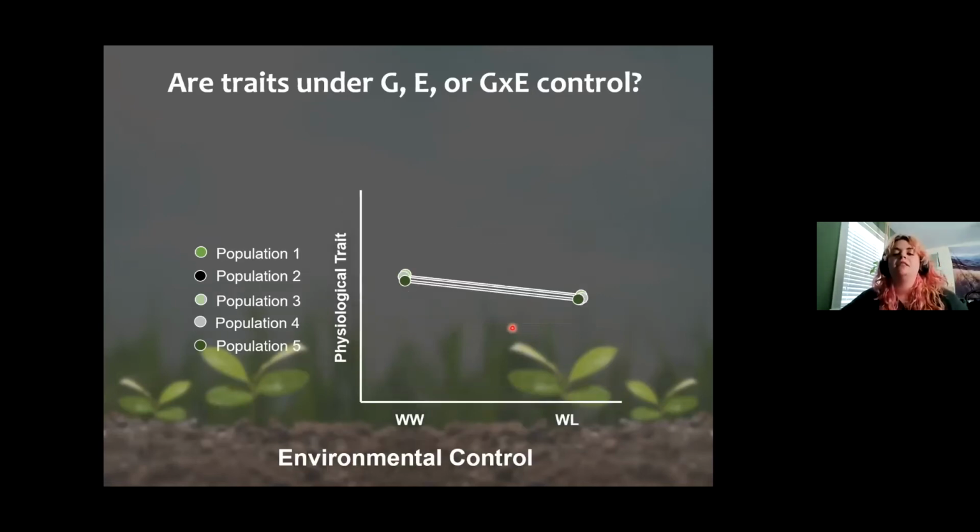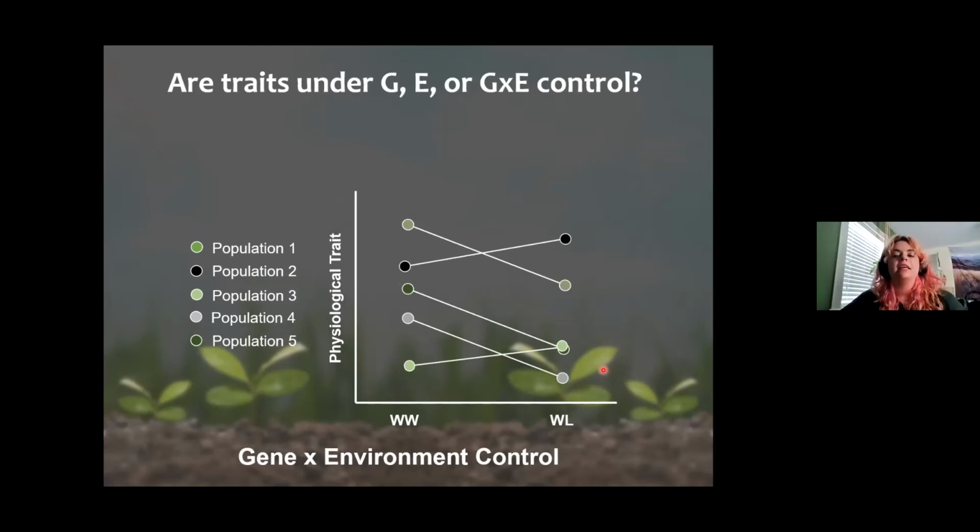If these traits are environmentally controlled, we expect the opposite. So we expect that there's not going to be population level differences, but they have a slope of reaction where this trait is changing across water environments. And then finally, there could be a gene by environmental control where there's clearly genetic differences between our populations, and then the slopes of reactions are different for each population.